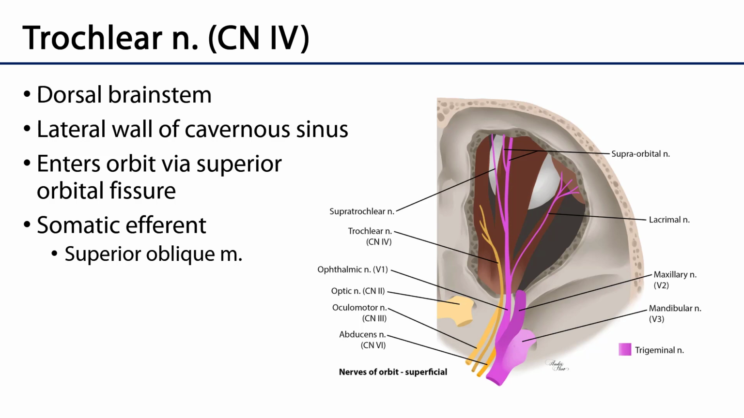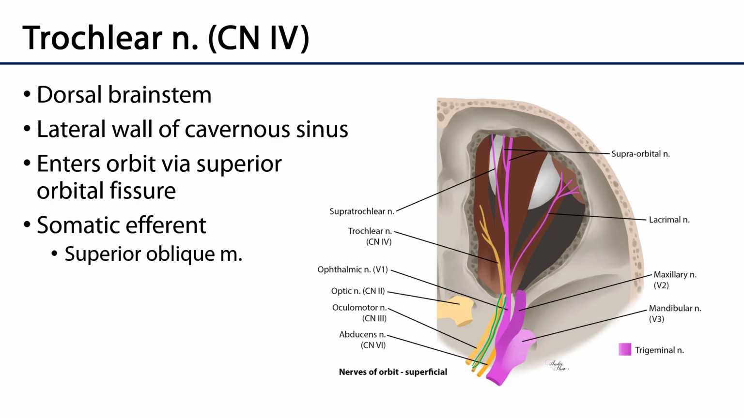The trochlear nerve emerges from the dorsal brainstem. It's quite unique among all the cranial nerves in that it is the only one that emerges from the dorsal side of the brain. It travels with the oculomotor nerve through the lateral wall of the cavernous sinus, and it's going to enter the orbit with that oculomotor nerve through the superior orbital fissure.